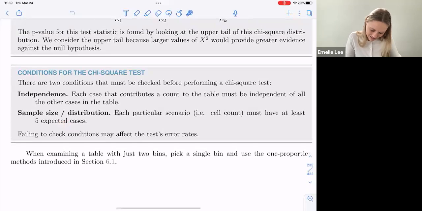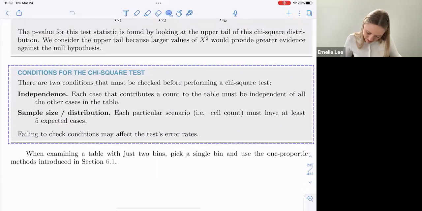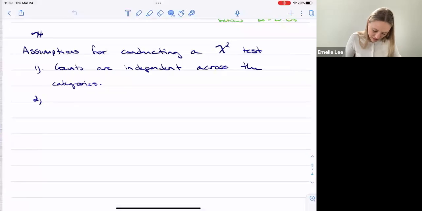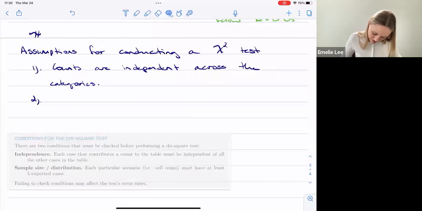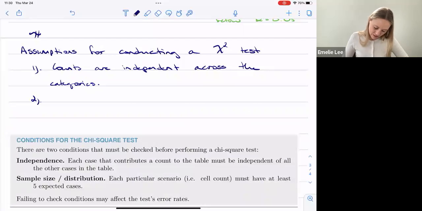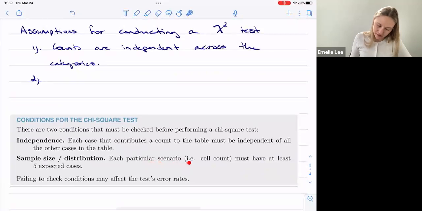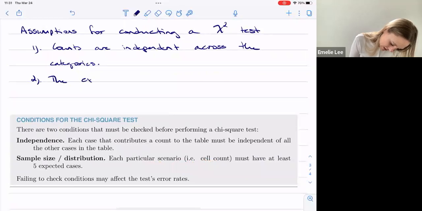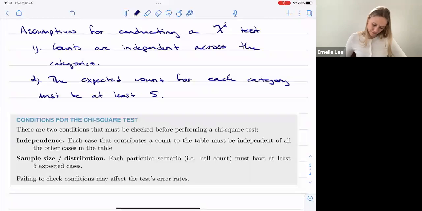Expected cases. In fact, maybe I'll just sneak this. Why not? But it is exactly what I said. All right. And so each particular scenario, so each cell must have at least 5 expected counts. So the expected count for each category must be at least 5. Okay.